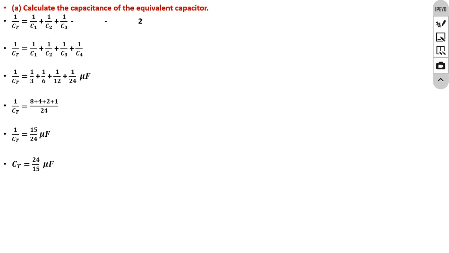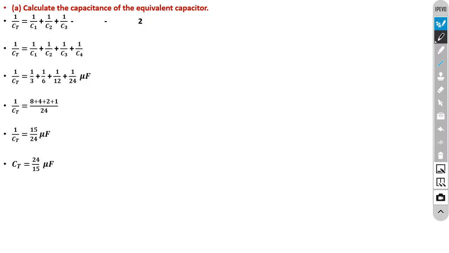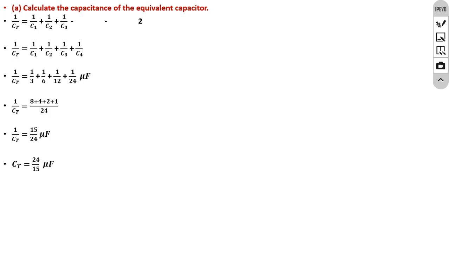Remember, this symbol here represents 10 to the power minus 6 farad. So I can decide to leave my answer in decimal or as a fraction. I just prefer working with fraction. Okay.